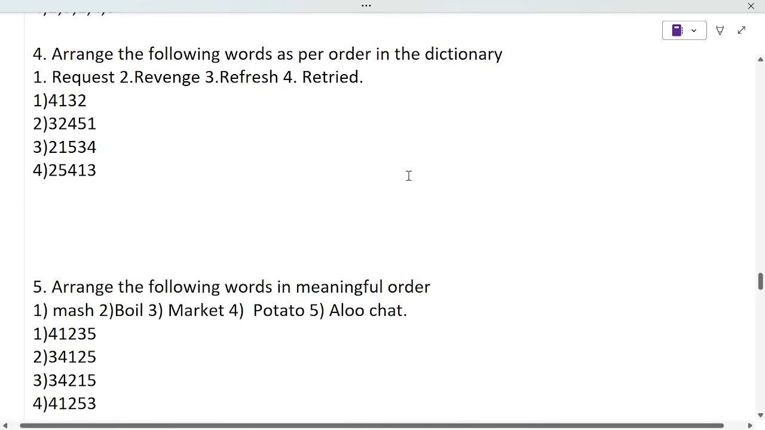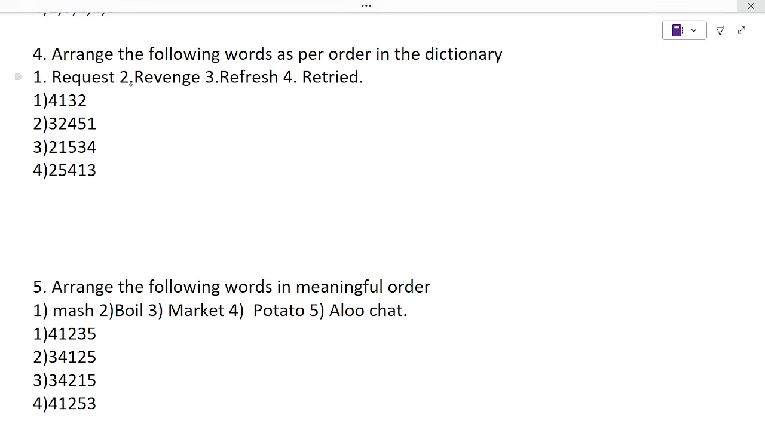They are asking us to find according to the dictionary. So R, E, the same, but the third alphabet: Q, V, F, and D. That means F will come first. So 3 will come first. Option 3 is the one to start with. So that will be the answer 100%. We can check. After F, next to Q, E will come, or V will.